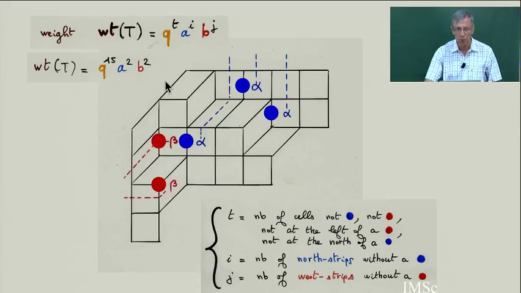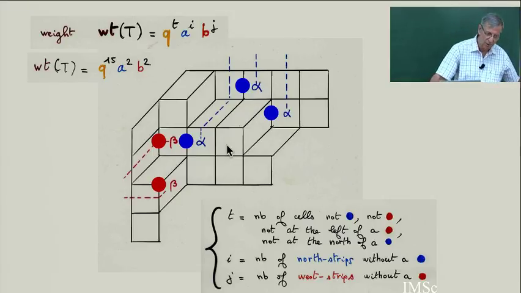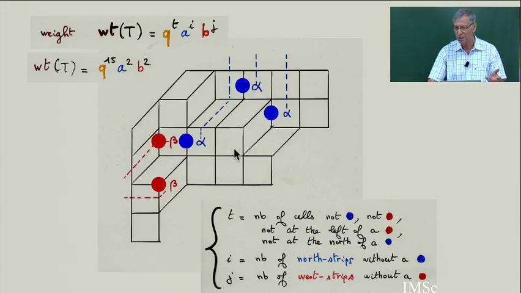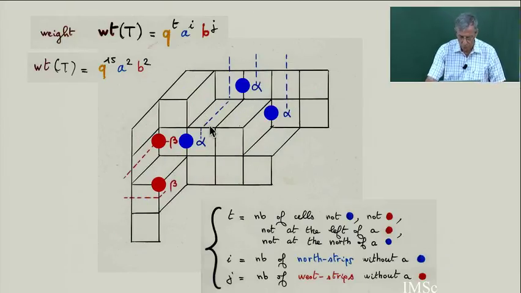So what is t, the q? Well, it's the same as for the two-dimensional square lattice. Starting from the blue cell, you put your blue line going northeast, then you put the red line going southwest, and what remains? The cells which are not on a line, then you put a q for each of these cells. And here there are 15 such cells. Now what is i? i is the same analog as in the square lattice. It's the number of northeast blue lines which do not contain a blue point.